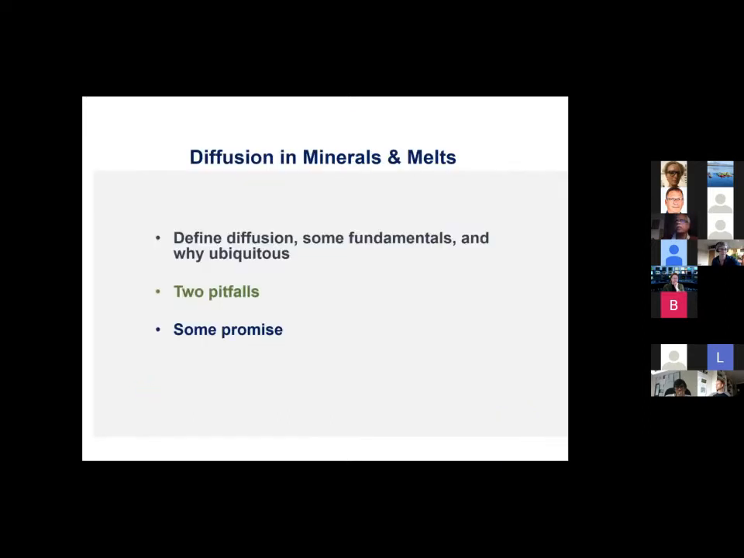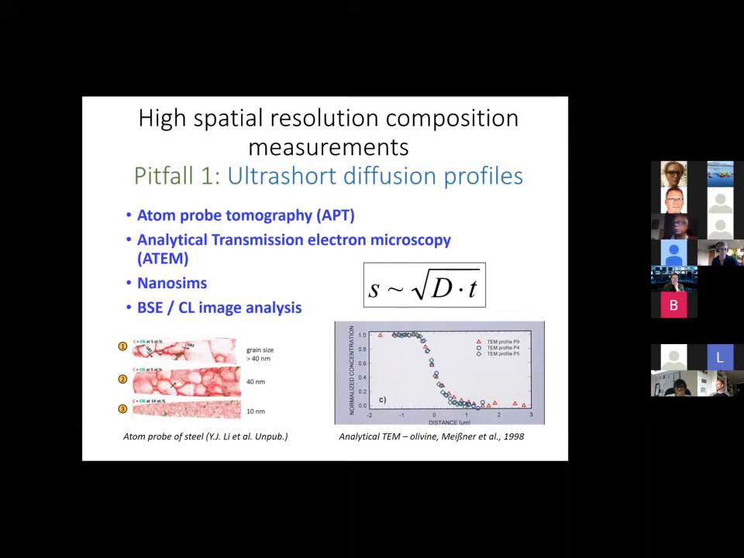Okay, so with that, I was going to get to two pitfalls. As we get into more and more sophisticated handling of these things, we also run into more trouble, or things that we need to watch out for. So the first one is this business here. Now, the diffusion length scale S is given by the square root of D times t, the diffusion coefficient times the time. And because we are interested more and more in shorter and shorter time scales, we're keen to go down to shorter and shorter diffusion profiles.